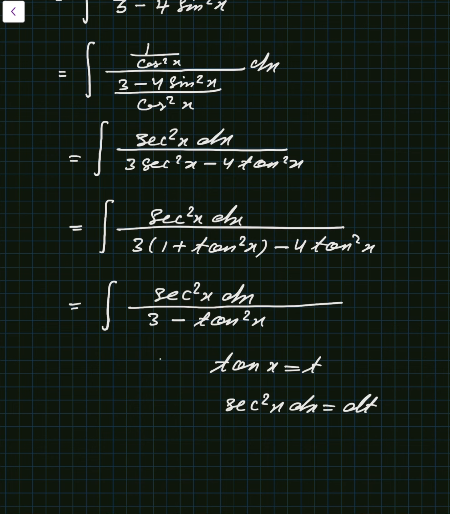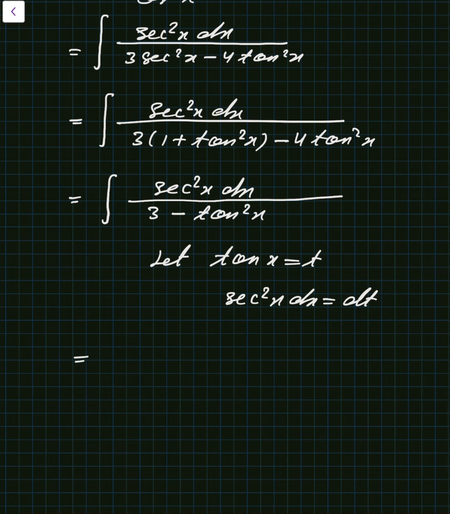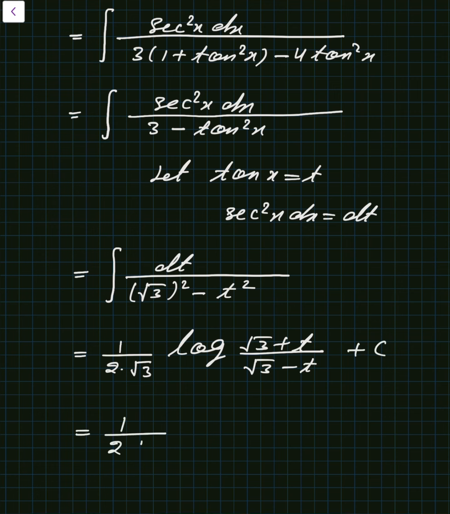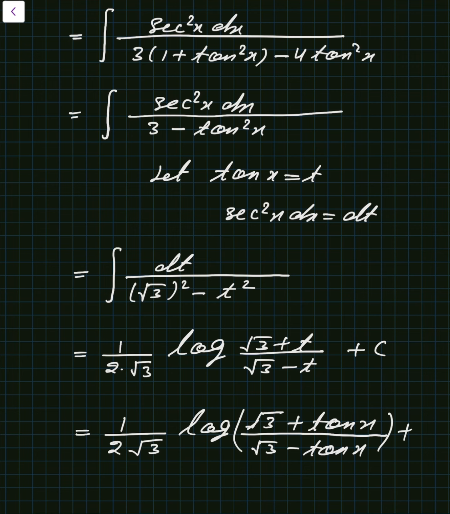Then sec square x dx is equal to dt. Put here: dt upon root 3 whole square minus t square. I know that here using the formula, 1 upon 2 root 3 log of root 3 plus t upon root 3 minus t plus c. That is 1 upon 2 root 3, and t is replaced by tan x, so this is the final answer.